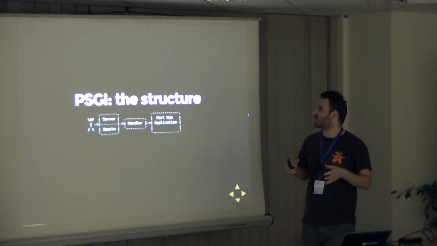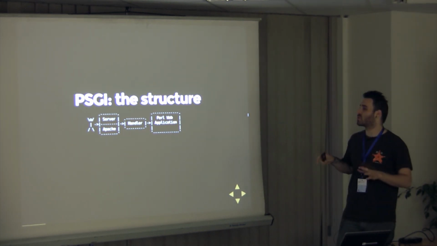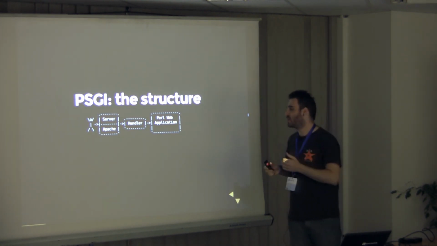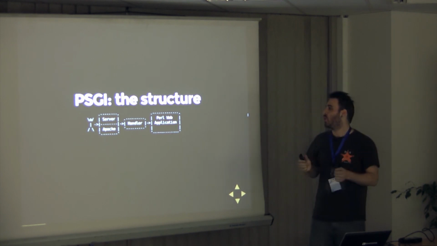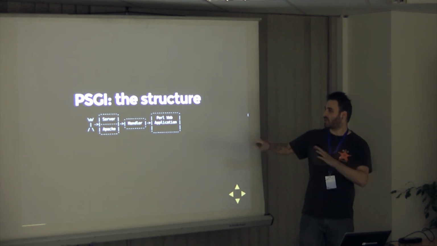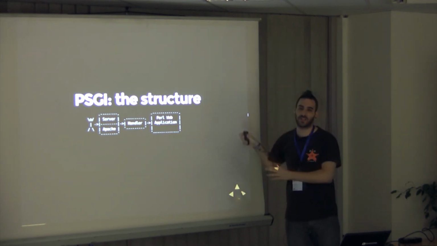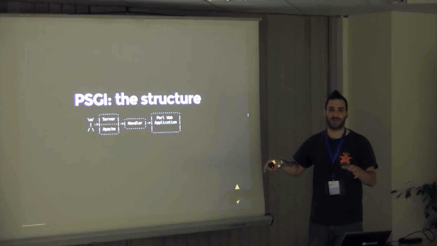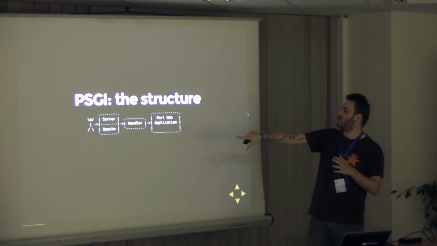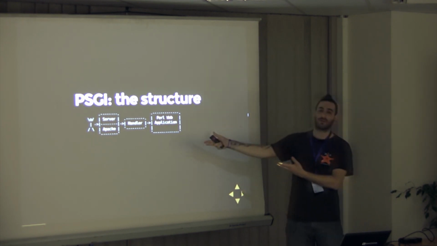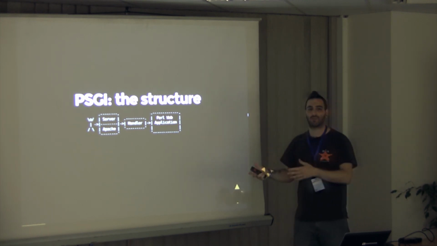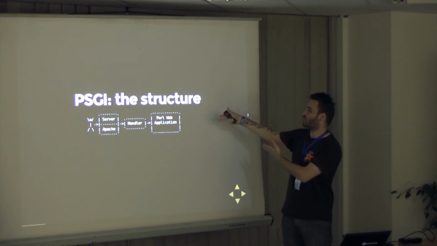So first of all, the structure of PSGI is easier to explain once we take a look at how a regular web application is actually structured. There are two common structures. One is when we have, this is my ultra awesome ASCII skills. We have a user, and usually I draw them with a balloon, but I didn't know how to do that in ASCII. So you have a user that goes to a server, for example, Apache, and that has a handler, which is your actual application that calls your web application.